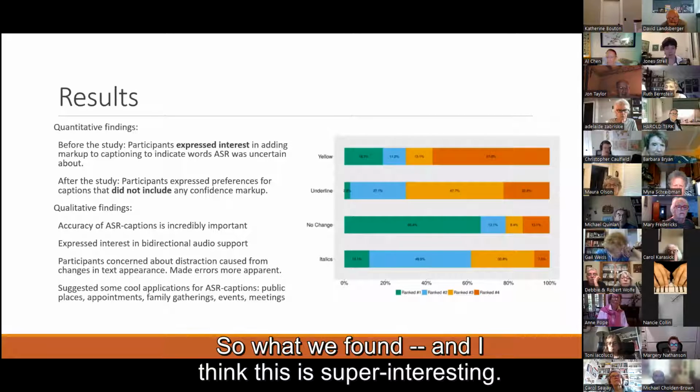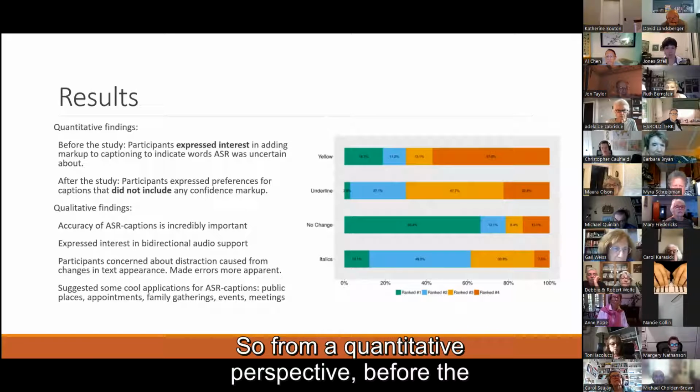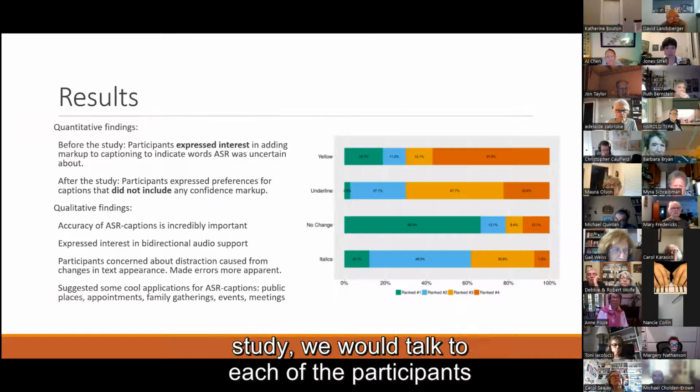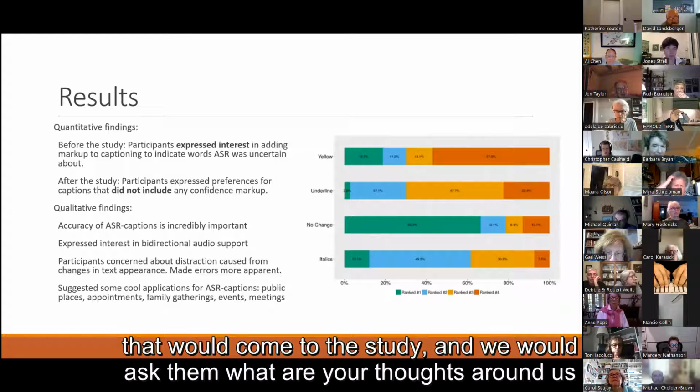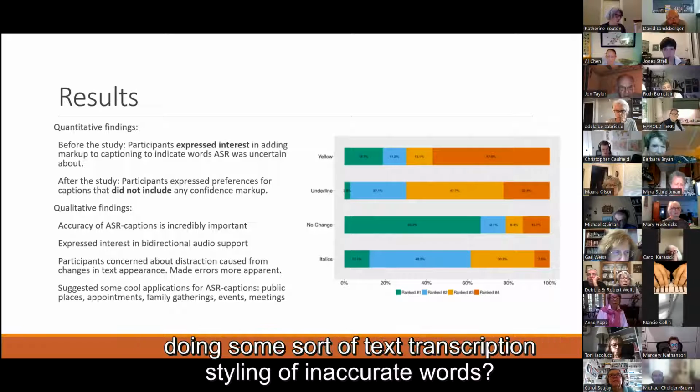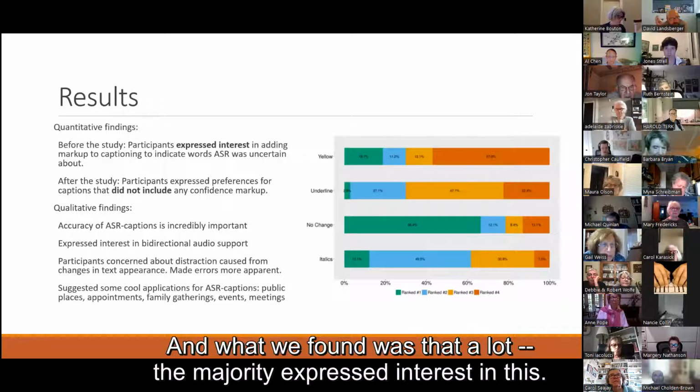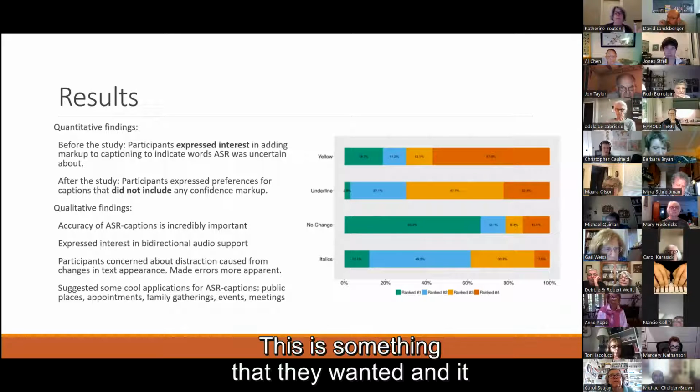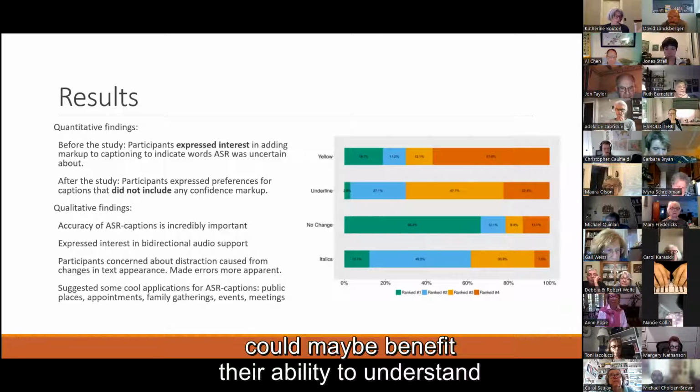So what we found, and I think this is super interesting. From a quantitative perspective, before the study, we would talk to each of the participants that would come to the study, and we would ask them, what are your thoughts around us doing some sort of text transcription styling of inaccurate words? And what we found was that the majority expressed interest in this. This is something that they wanted, and it could maybe benefit their ability to understand captions.